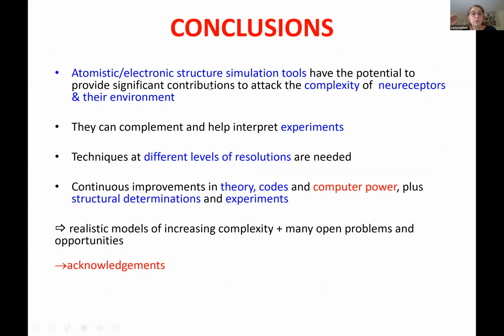So just to conclude, we can actually use atomistic electronic structure simulation to try to understand very complicated nanomachines like neuroreceptors, but also to try to understand better their environment by helping experiments to interpret and giving some atomistic and electronic structure information that is useful to experiment. We cannot just use a single technique, but also techniques at different levels of resolution.